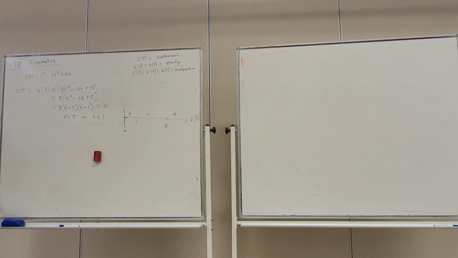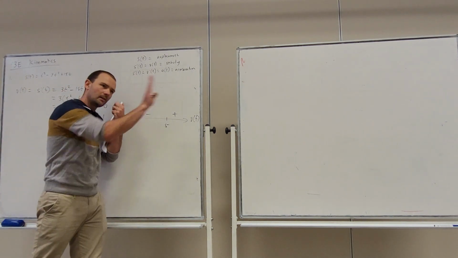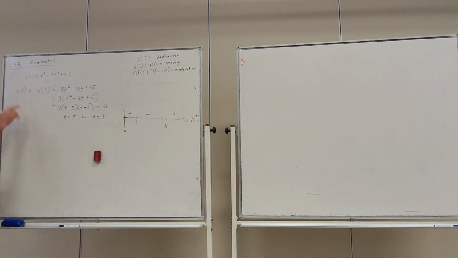We found those roots there. I said we could go straight from here to here using our calculator, right? Graph that function, g-solve the roots, only consider positive values of time. So that's the velocity function.